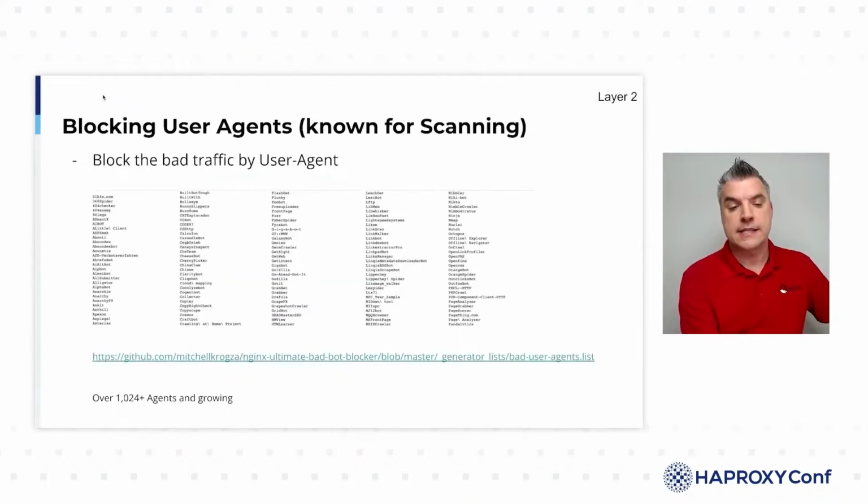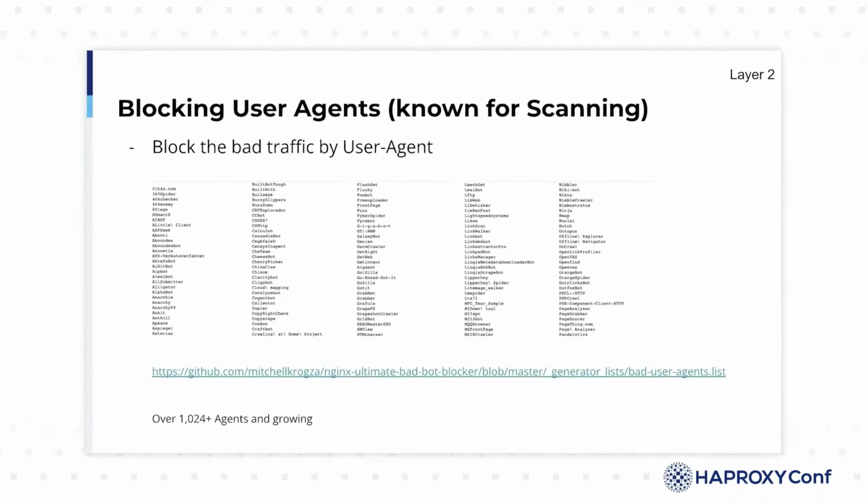Moving on to the next layer, layer 2, the user agents. A lot of the traffic that we receive is people running vulnerability scans or trying to do SQL injection or cross-site scripting against our sites. So blocking on the user agent has been very useful.